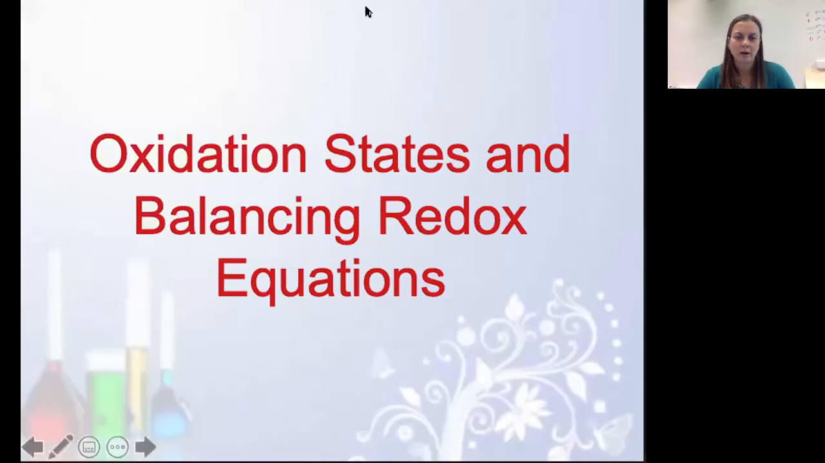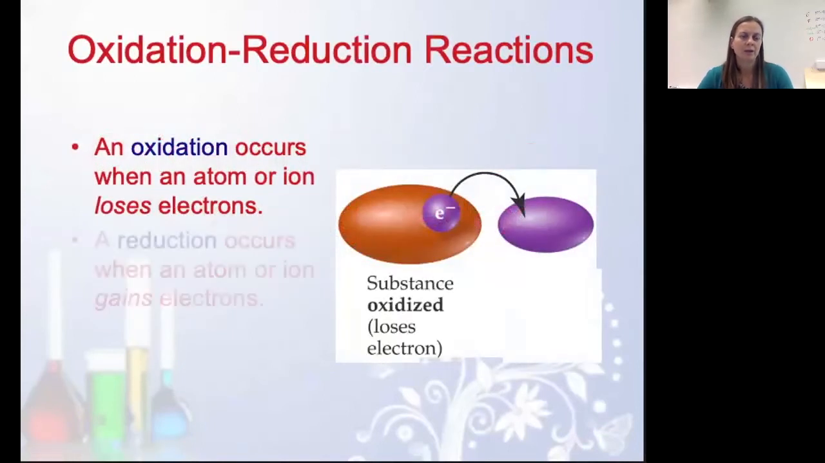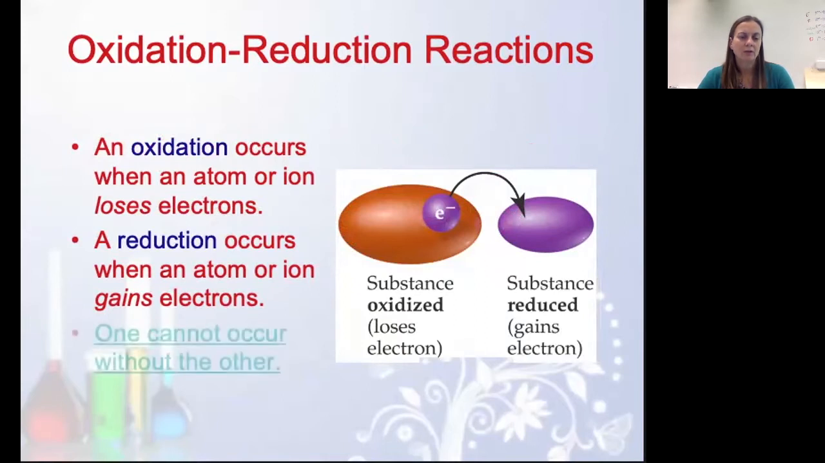Okay, so oxidation states and balancing redox reactions. Just a quick review, we know that an oxidation reaction happens when an atom or an ion loses electrons, and a reduction occurs when an atom or an ion gains electrons. They have to happen together. We can't have electrons coming from nowhere. So oxidation happens when one thing loses, reduction happens when another one gains.